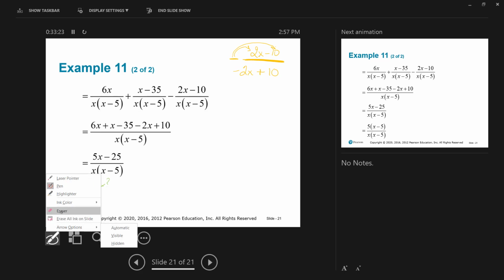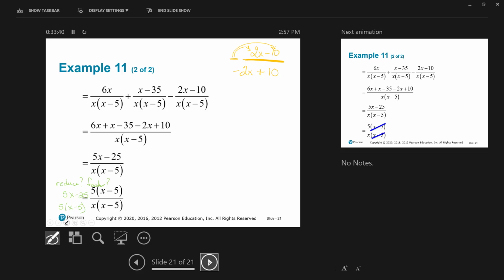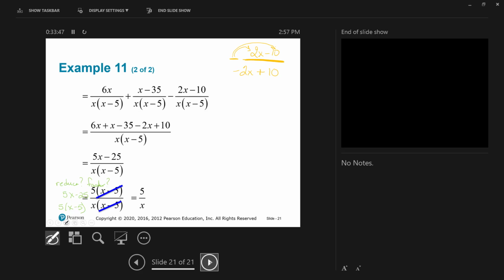Sorry about that. Hang in there. I'm hoping you said yes. I'm hoping you said that the numerator of 5x minus 25 can be factored. I'm hoping you're noticing you can take a 5 out of both of them. And when you take a 5 out of both of them, you're left with this wonderful looking problem, which means the x minus 5's cancel, and you're simply left with, that's right, 5 over x.